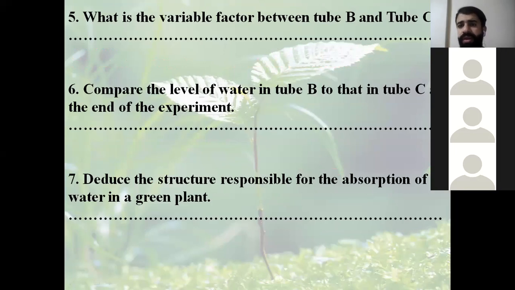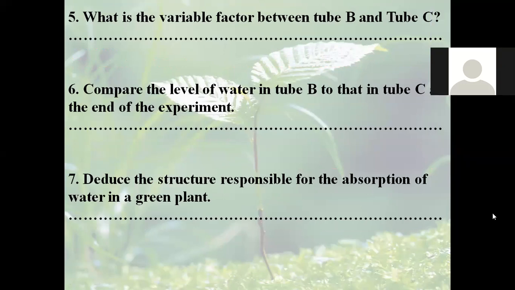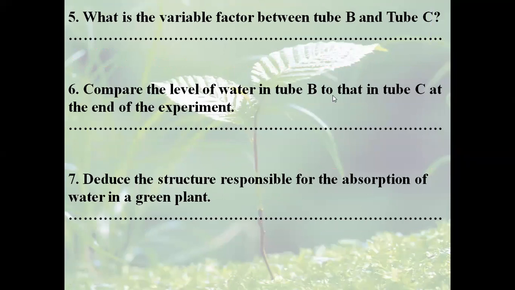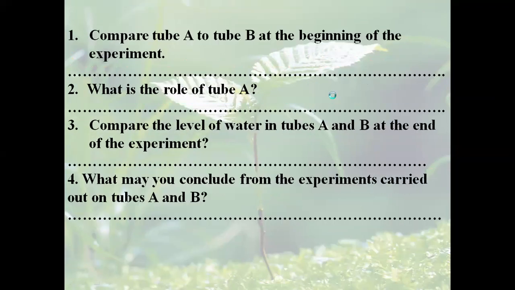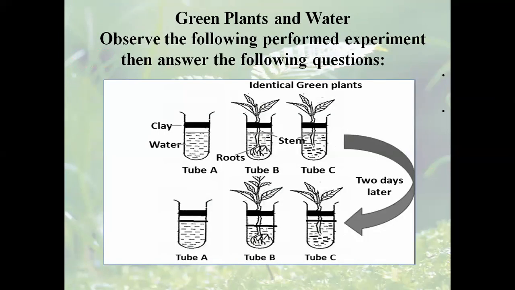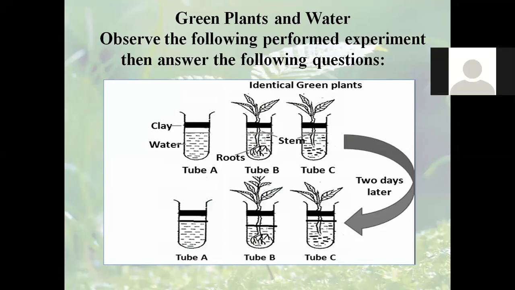What is the variable between tubes B and C? What do you think about this? I want new voices here. Yaqub, tubes B and C. What is the variable factor between tubes B and C?